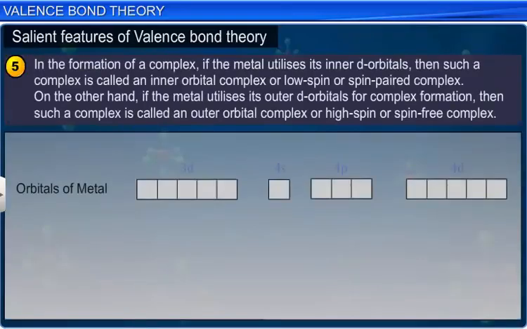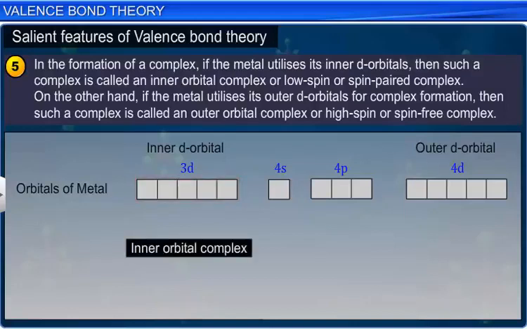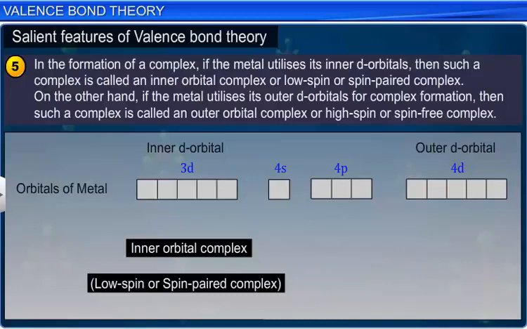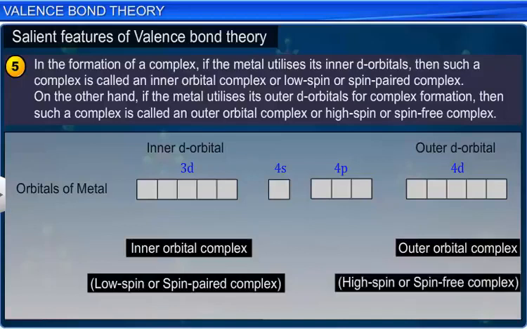In the formation of a complex, if the metal utilizes its inner d orbitals, then such a complex is called an inner orbital complex, or low spin, or spin-paired complex. On the other hand, if the metal utilizes its outer orbitals for complex formation, then such a complex is called an outer orbital complex, or high spin, or spin-free complex.